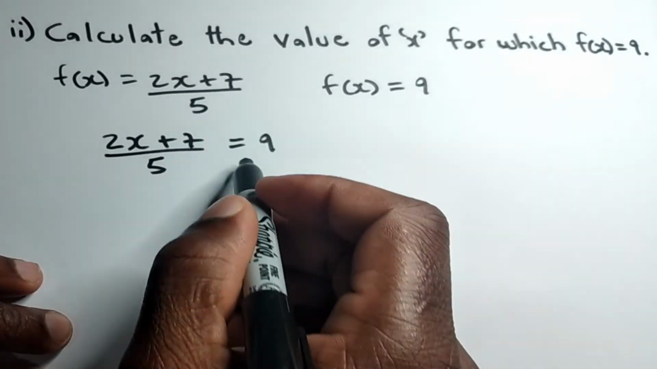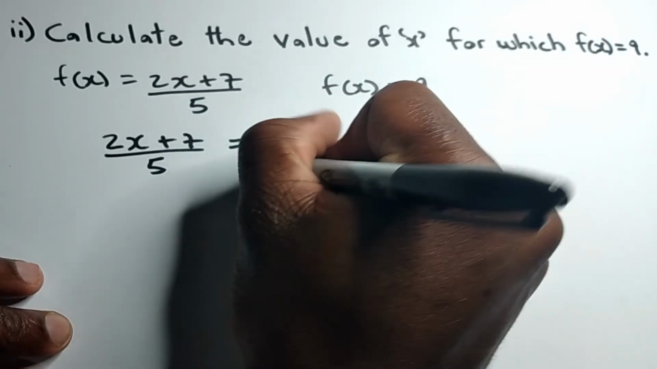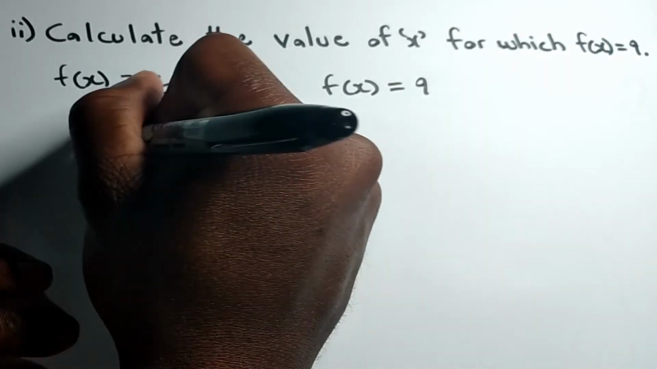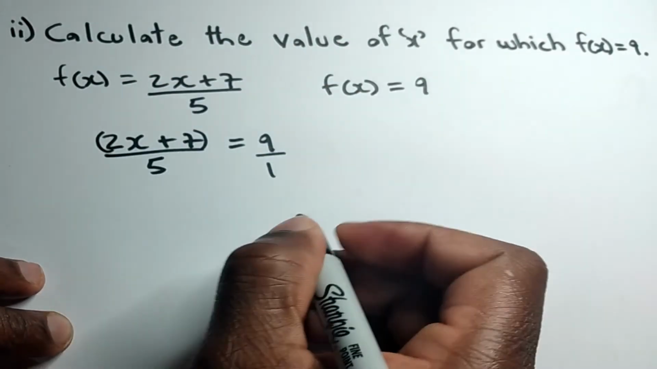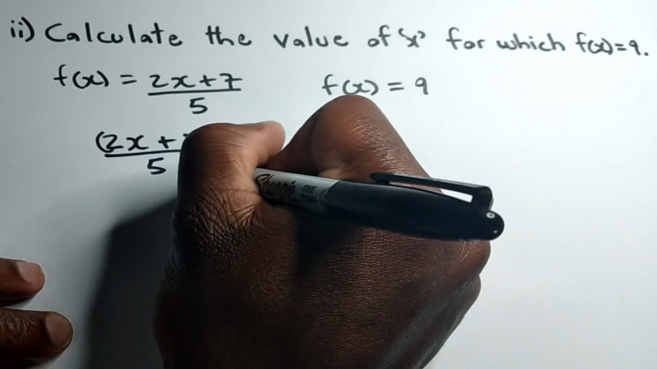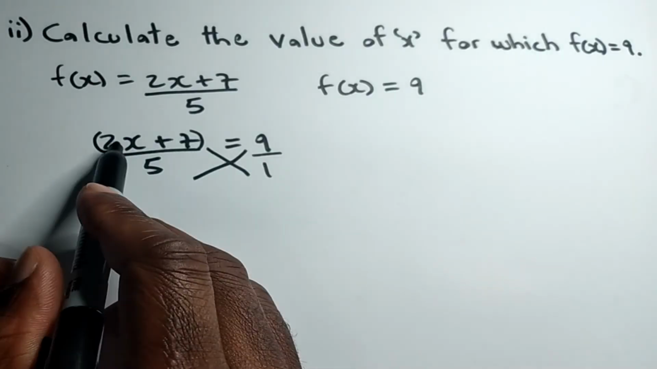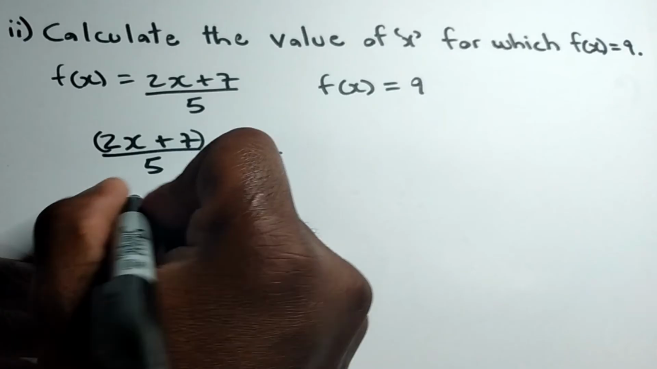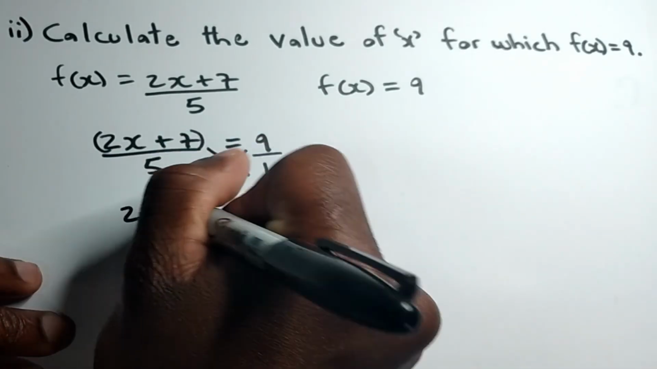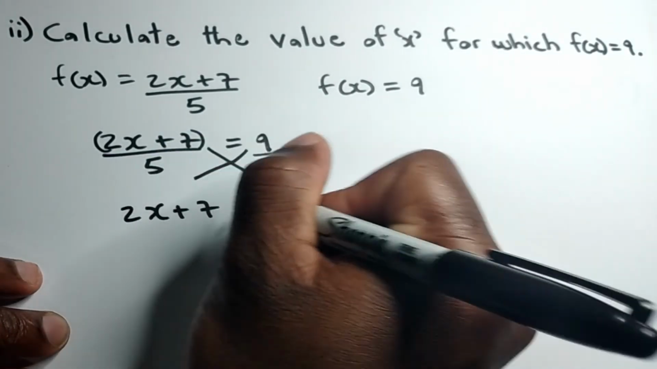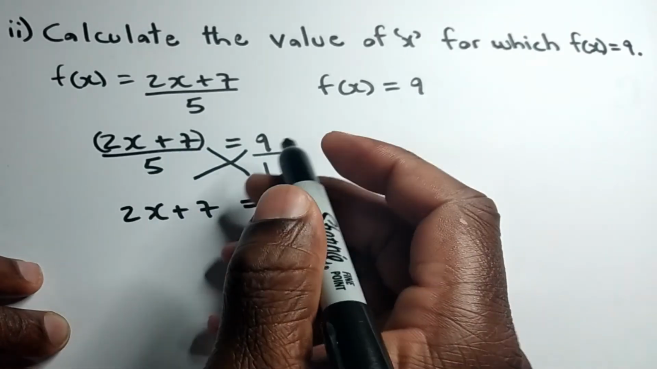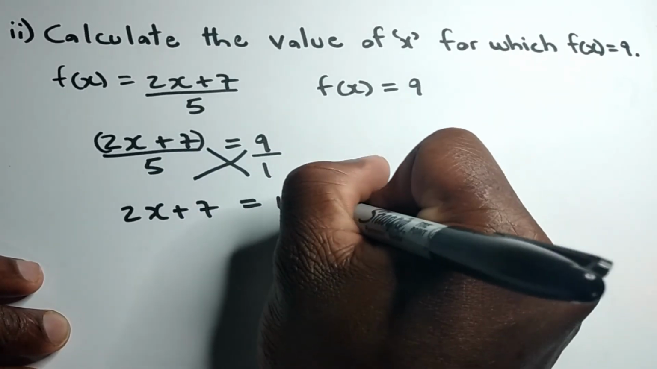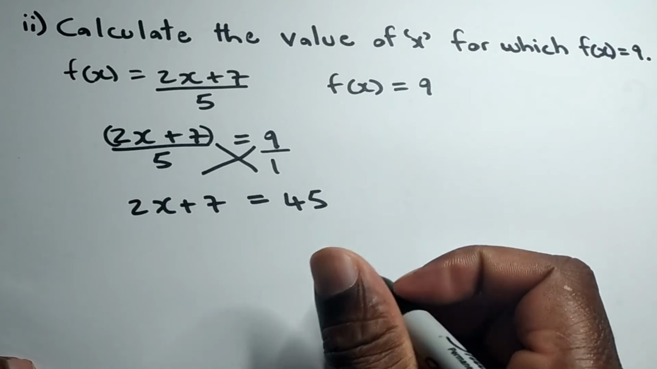x, all right? Now, 9 is the same thing as 9 over 1. I'm going to put this expression, which is the numerator, in brackets, and we can cross multiply. So we'll have the entire bracket times 1. 1 times anything remains the thing. So we'll end up with the bracket on one side, which is 2x + 7, equal to 5 times 9, which is 45. All right.